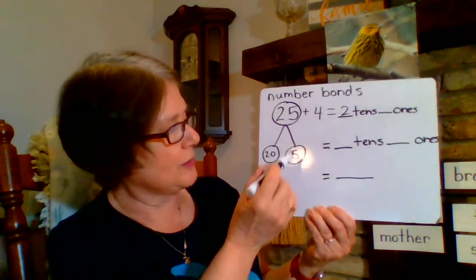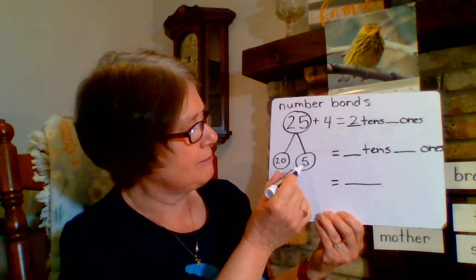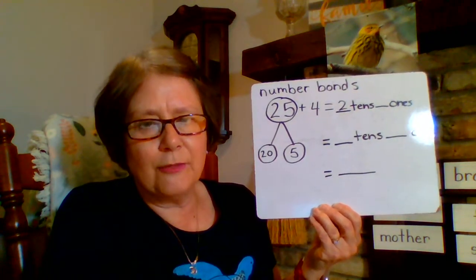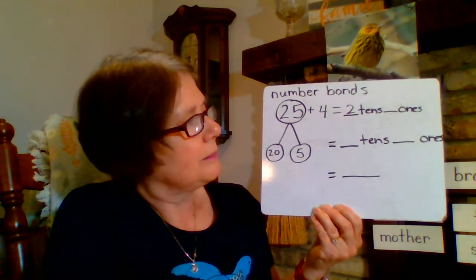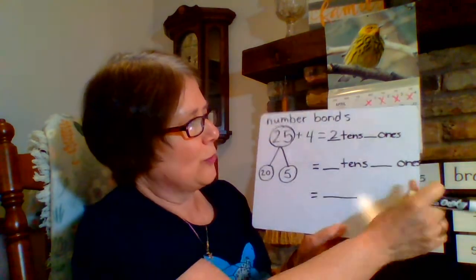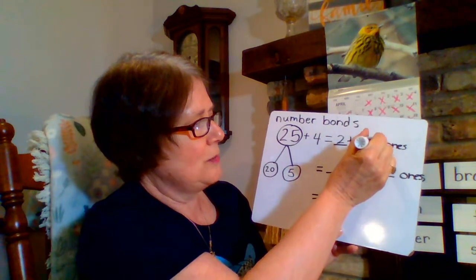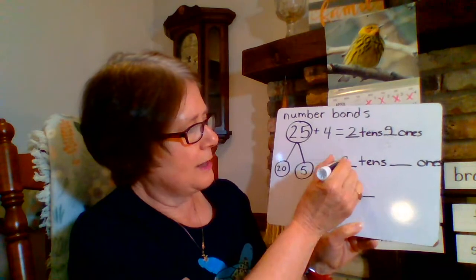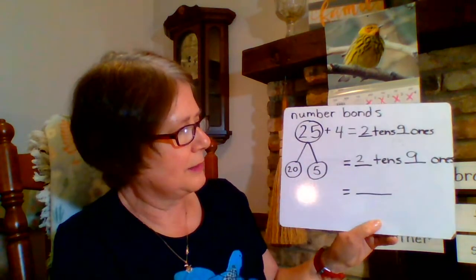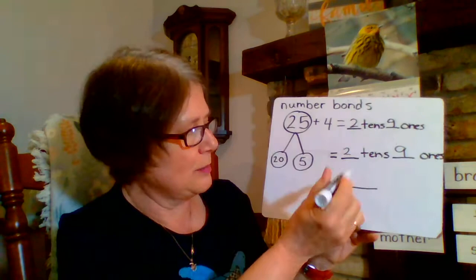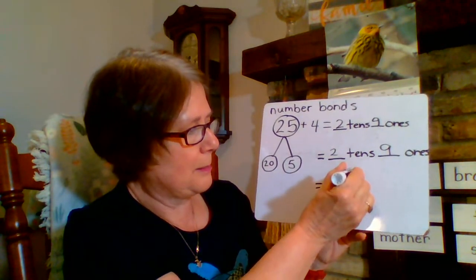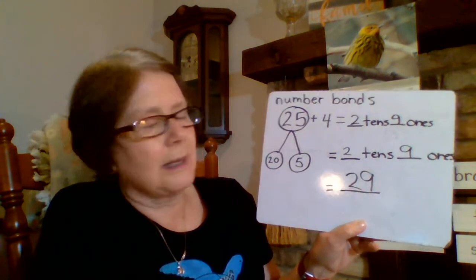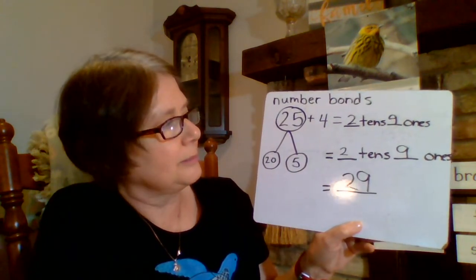And then how many ones? Well, we've got 5 down here. And we've got plus 4 more. So now you do 5 plus 4. 5 plus 4 equals 9. So there's 9 ones. So 2 tens and 9 ones, 20 and 9 more is 29. Now this is one way, using the number bonds, that you can add a big number to a smaller number.